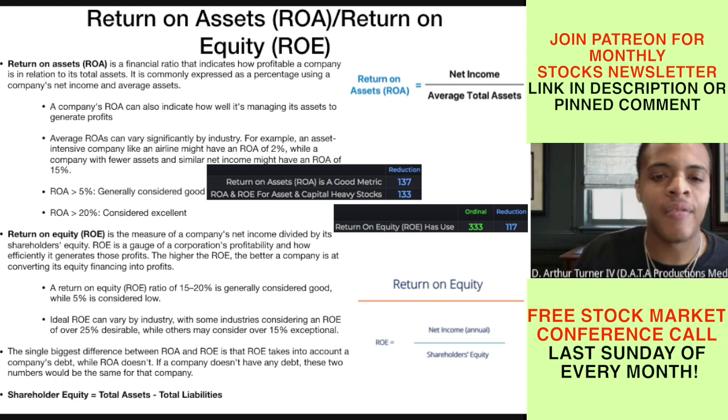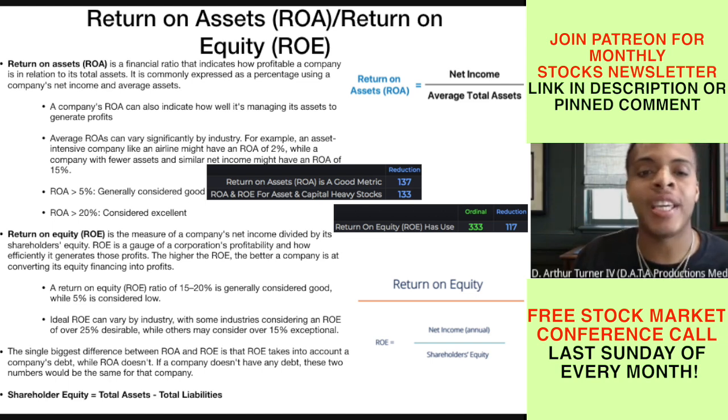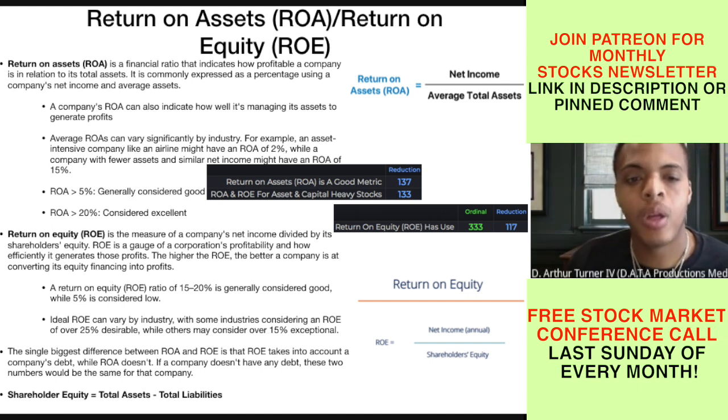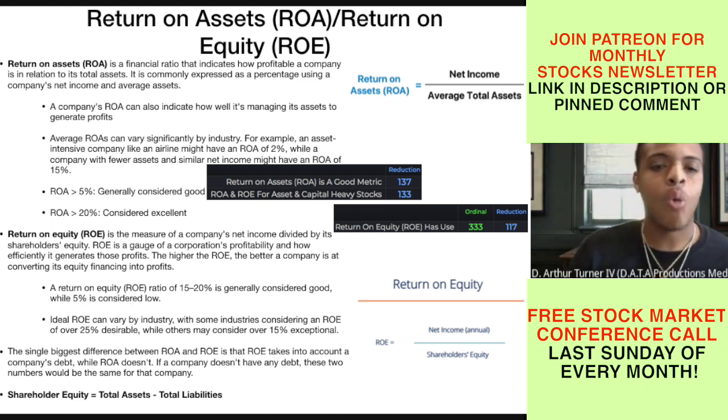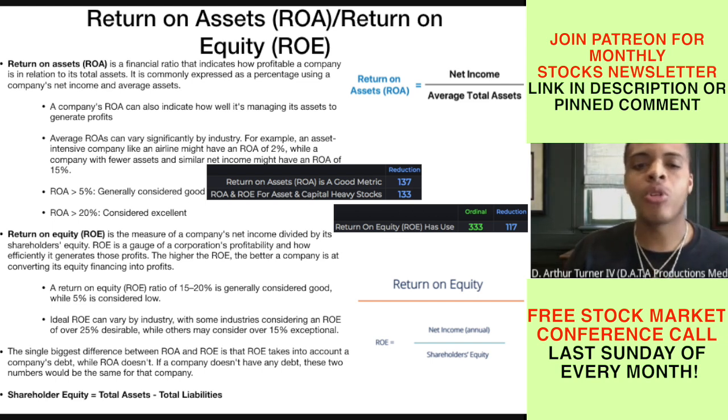Ideal ROE can vary by industry, with some industries considering an ROE of over 25% desirable, while others may consider over 15% exceptional. The single biggest difference between ROA and ROE is that the ROE takes into account a company's debt, while ROA doesn't. If a company doesn't have any debt, these two numbers would be the same for that company. Remember, shareholder equity equals assets minus liabilities.